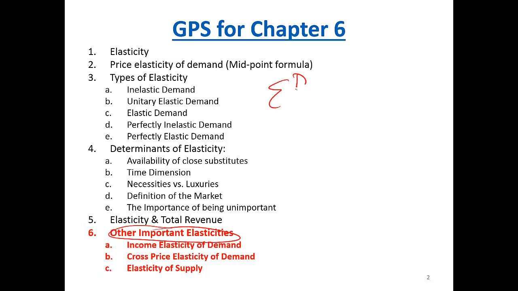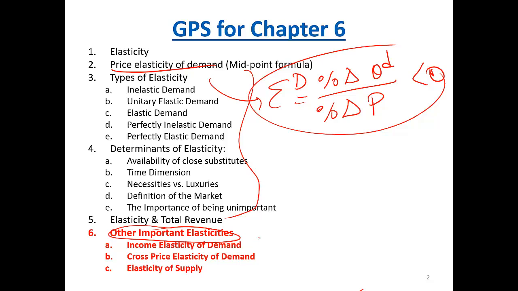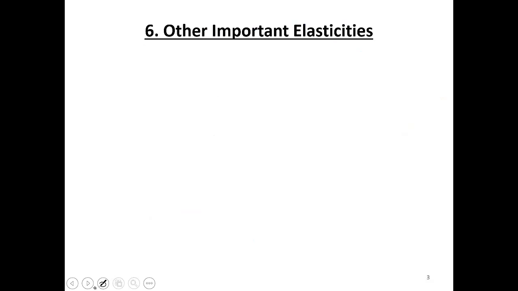So far we learned about price elasticity of demand, which measures the percentage change in quantity demanded as a response to percentage change in price. We said it's always negative, and we learned all about it so far. Now we're going to look at other important elasticities such as income elasticity of demand, cross price elasticity of demand, and elasticity of supply. Let's start with income elasticity of demand.